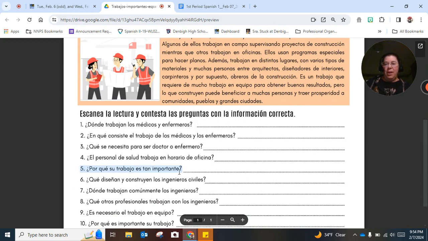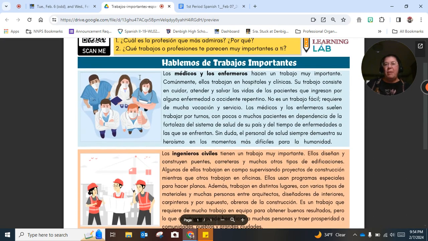All right. ¿Por qué es su trabajo tan importante? ¿Por qué? Why? Trabajo, work. Importante, important. So why is work important? Well, whose work? Su. Well, we've been talking about médicos y enfermeros.